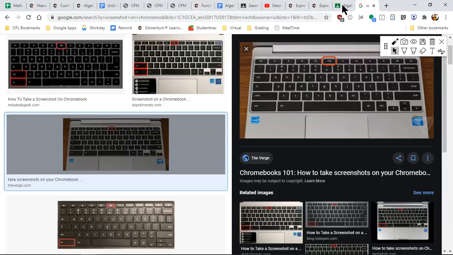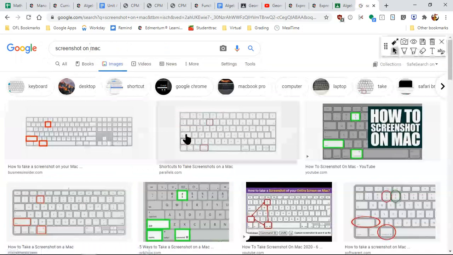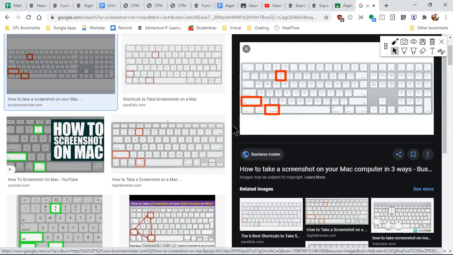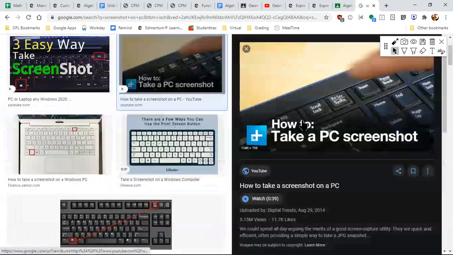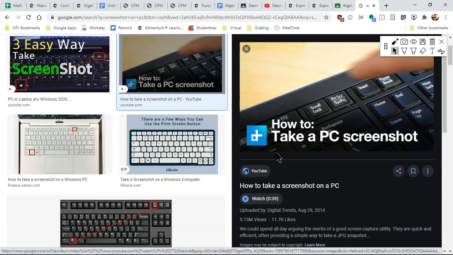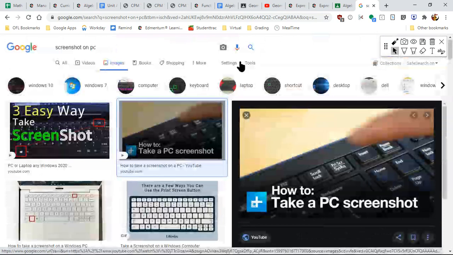On a Mac, where is it? Screenshot on Mac. On a Mac, you have to push Command, Shift, and 4. I don't know why it's like that. I don't know why Macs don't have screenshot buttons, but that's how you would do it. And screenshot on PC, which is what I use, it's literally this button that says print screen. It's just control? Oh, okay. So it's just control for a Chromebook. But you can always look up how to do it.